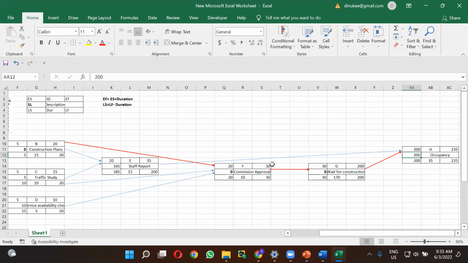So that is the second approach that you can use. Just connect the zero slack activities. After connecting the zero slack activities, you can identify the critical path easily. Right. Sometimes there can be more than one critical path.